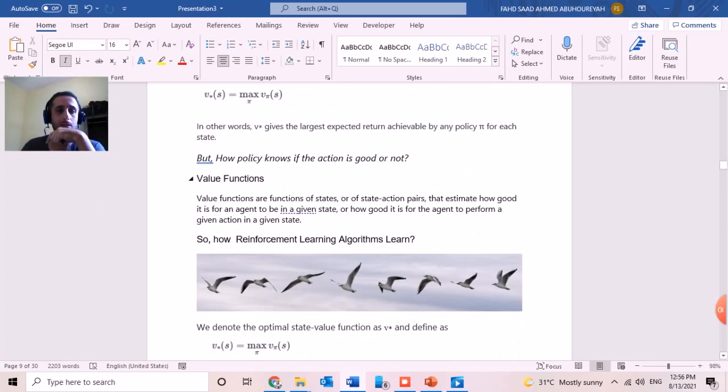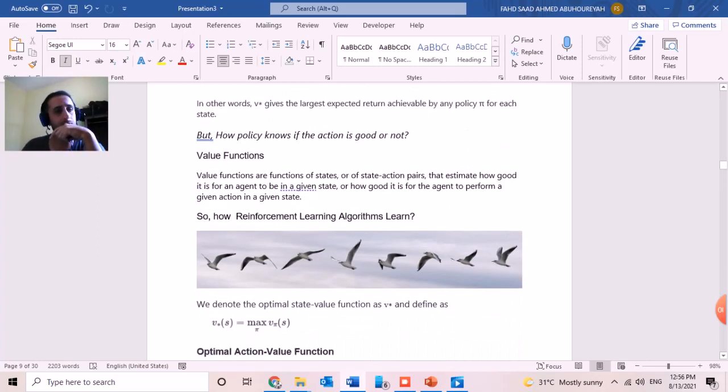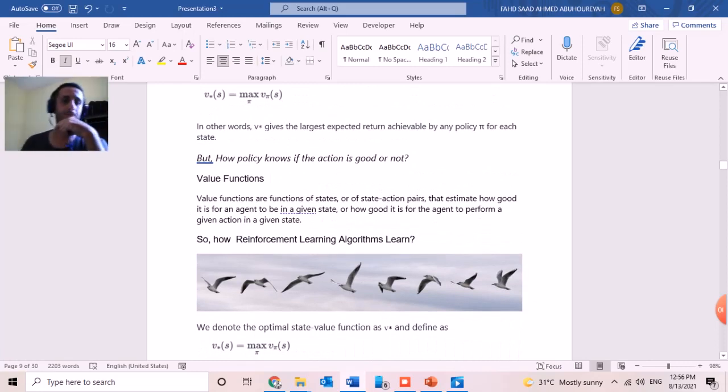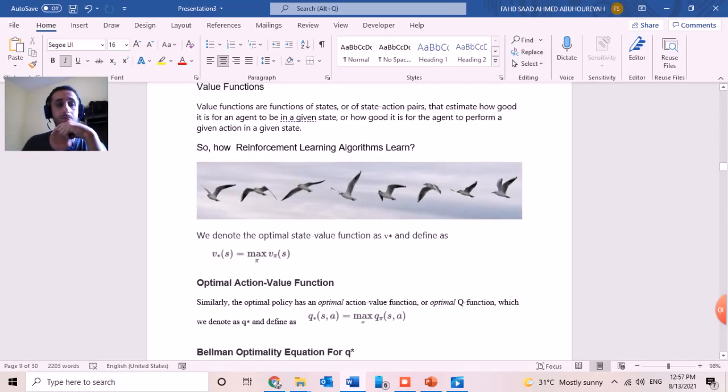But how does the policy know if the action is good or not? All right, that is interesting. Value functions are functions of states or state-action pairs that estimate how good it is for the agent to be in a given state, or how good it is for the agent to perform a given action in the given state. So this will lead to another question: how does an RL algorithm learn?